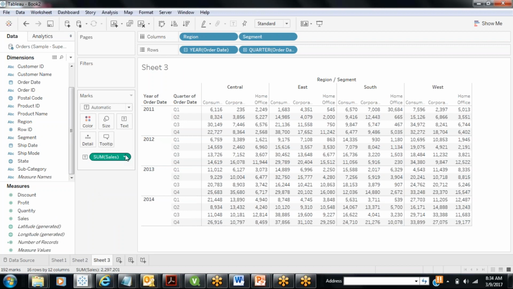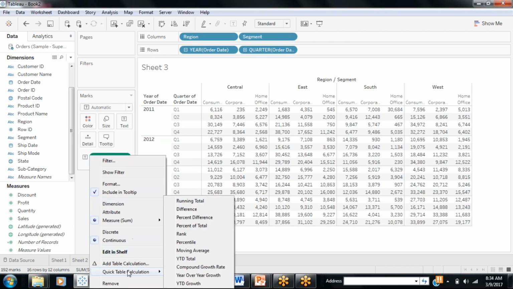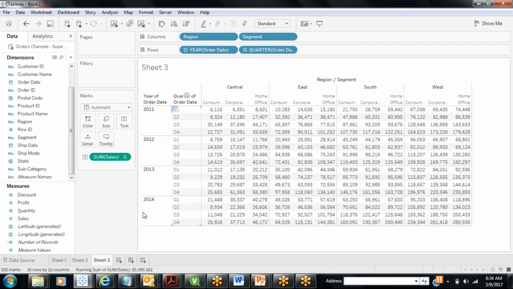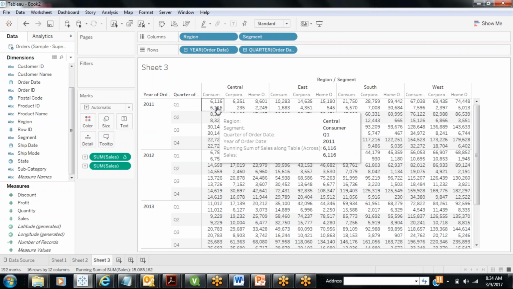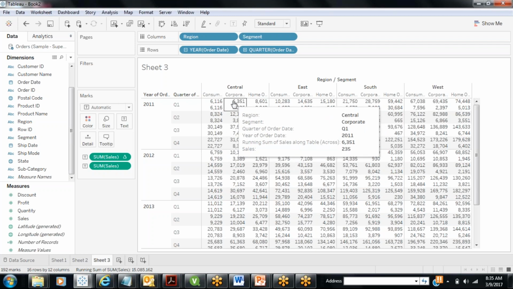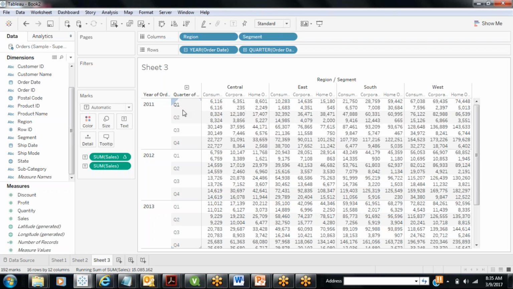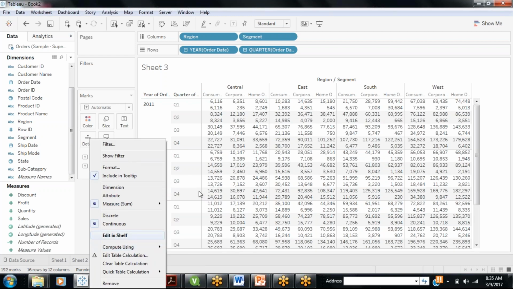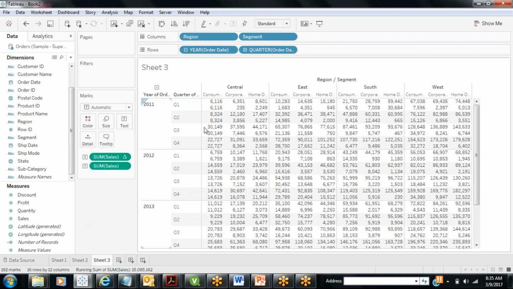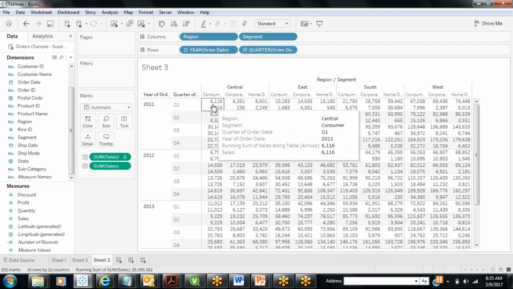Now I change this to running total. And let me add the basic sum of sales so that you can see it. The below one is your basic sum of sales, and the above one is the running total. Now you see this vertically, because by default it is table across.